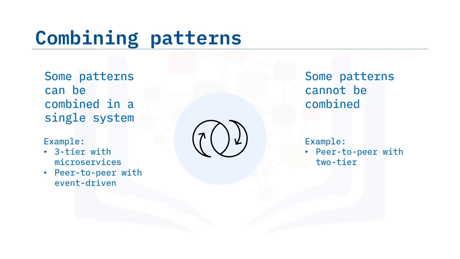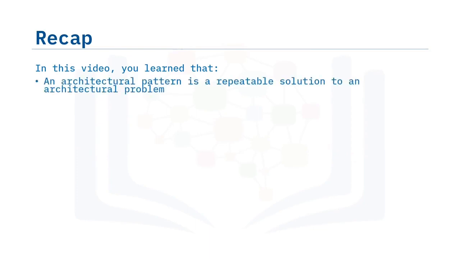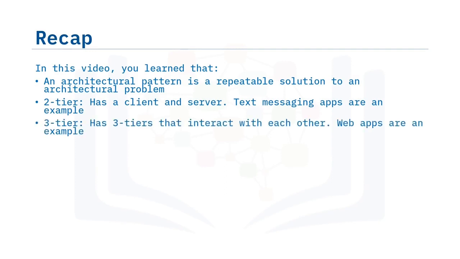It is up to the system architect to determine which architectural patterns the software system should adhere to. In this video, you learned that an architectural pattern is a repeatable solution to an architectural problem. A two-tier pattern has a client and server. Text messaging apps use a two-tier pattern. A three-tier pattern has three tiers that interact with each other.